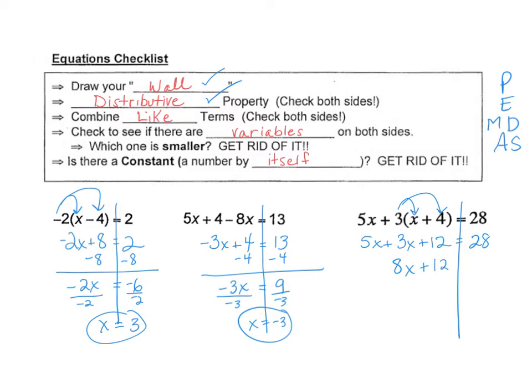So I'm going to bring down everything I didn't use. The +12 equals 28. I'm going to check to see if I have variables on both sides, like the next step in my checklist says, and I do not. So I'm going to head on down to the last step, which is, do I have a constant to get rid of? And I do. So I'm going to get rid of my positive 12 by subtracting 12 from both sides. That leaves me with 8x equals 16, and I'm going to divide to isolate my variable. x equals 2.